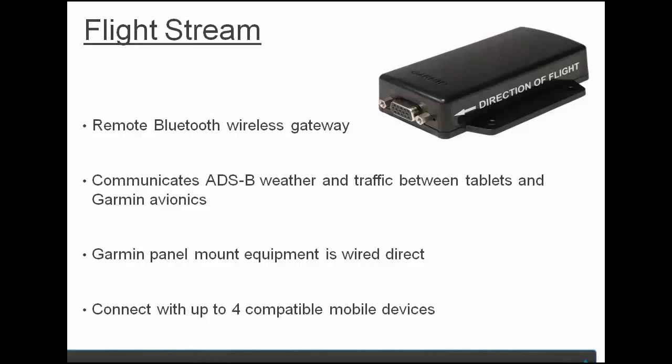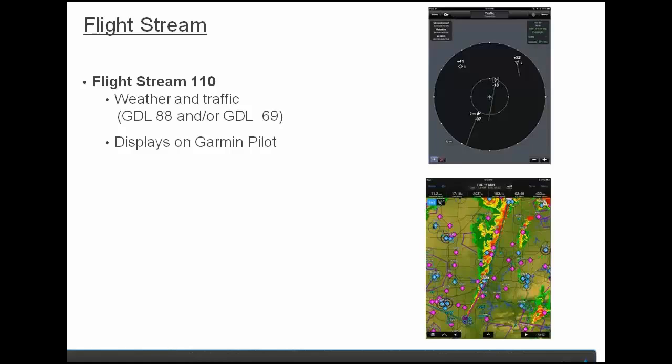There's 2 models of FlightStream. We've got the FlightStream 110 and the 210. Let's cover the 110 quick. With the 110, you can see weather and traffic with it coming from your GDL 88 or your GDL 69. So you'll be able to see XM weather with this over on your Garmin Pilot app.